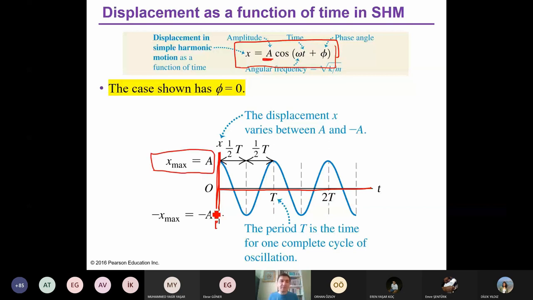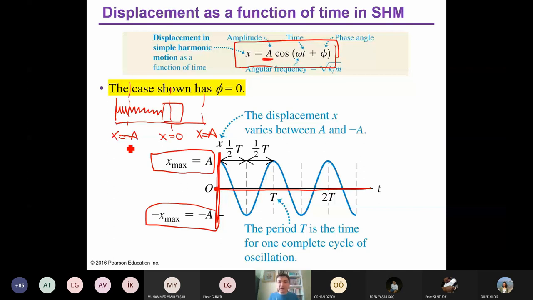Just consider this system: a spring attached to a mass, okay? Let's consider this is the origin, x is equal to zero. Let's consider this is maximum amplitude. Let's consider this is maximum negative amplitude, okay? So this system is oscillating between these two positions. It has simple harmonic motion. It has periodic motion, okay? Now, what about the position displacement as a function of time? If you change the time, the position will change. So here we have the position versus time graph.